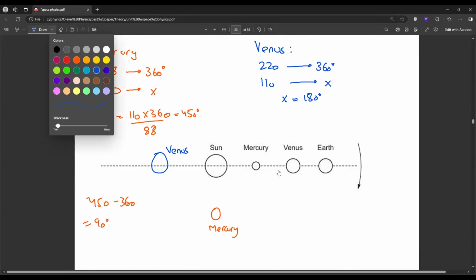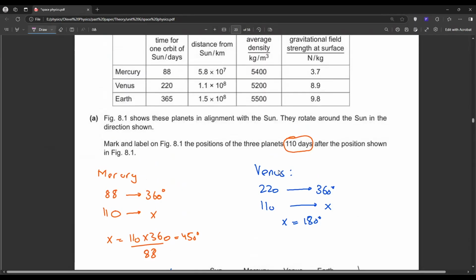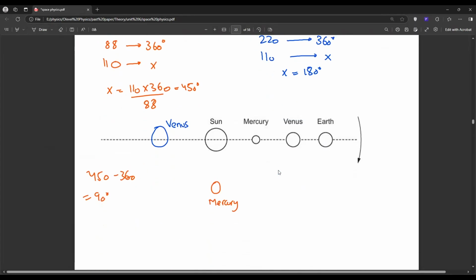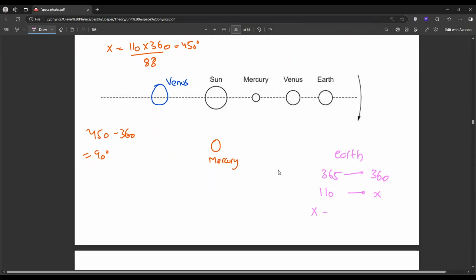Now let's come on to Earth. Let's choose a good color for Earth. Let's take pink. So Earth takes 365 days to cover how many degrees? 360 degrees. 110 days will cover how many degrees? X. Can you calculate the value of X? Yes. X is equal to 360 into 110 divided by 365.